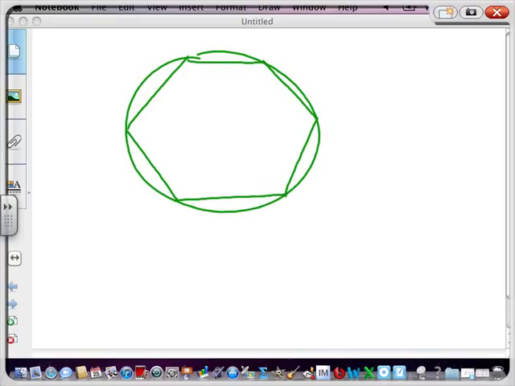Okay, so here's my hexagon. We've got this triangle right here. We're going to call this G, this F, this E, this H. All right. Why is it? Yes, it's a backwards E.